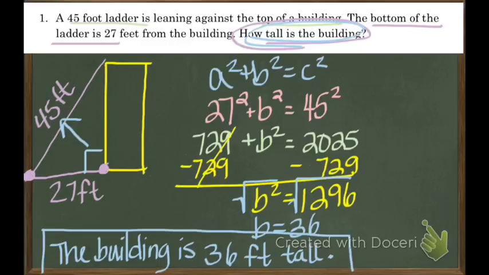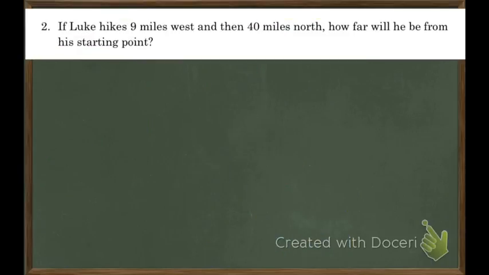Alright? So let's see what you can do with this next one. If Luke hikes 9 miles west and then 40 miles north, how far will he be from his starting point? West, north, all kinds of things going on here. So let's look at a compass. You've seen these in social studies.